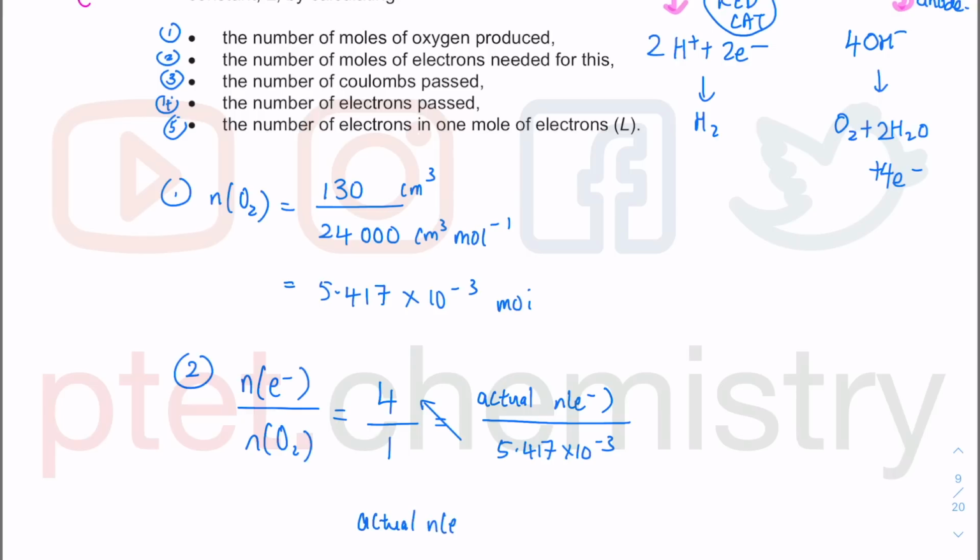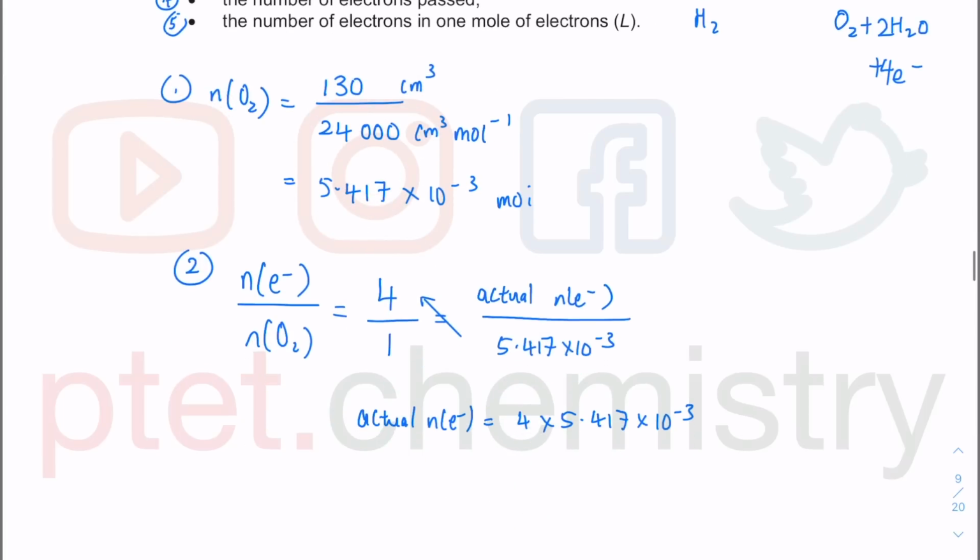So the actual number of mole of electrons is going to be 4 times that answer from the previous bit. 5.417 times 10 to the minus 3 times 4. I can't even press my calculator correctly. So this will give you 0.021668 mole.